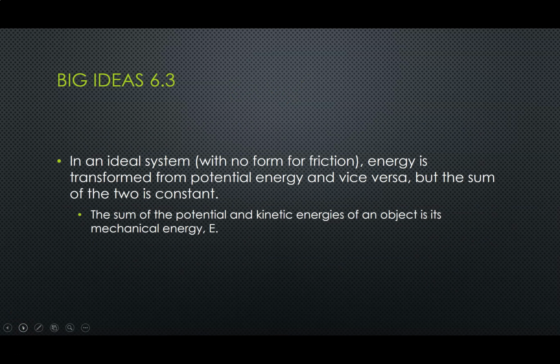Okay. Big idea number for 6.3 is we are looking at when the work is 0, the change in energy is 0. That means our initial energy is equal to our final energy. All right, remember this is mechanical energy. We're looking at the sum of potential and kinetic energies. So at any 2 points in time, our total energy will remain the same. All right, that's the big idea here.